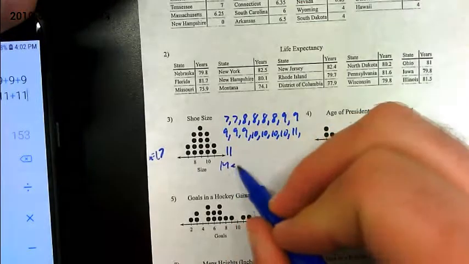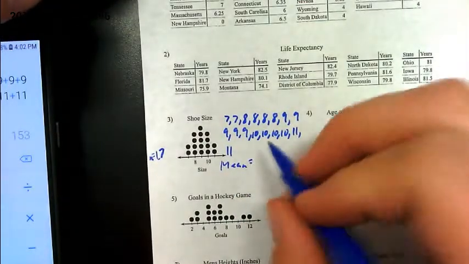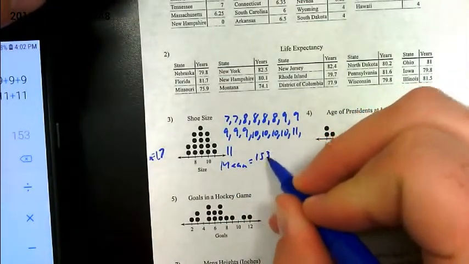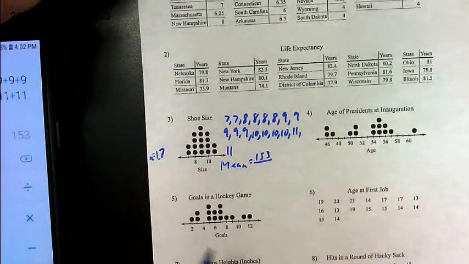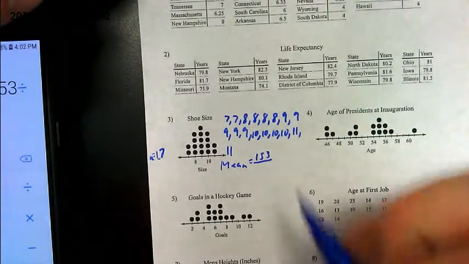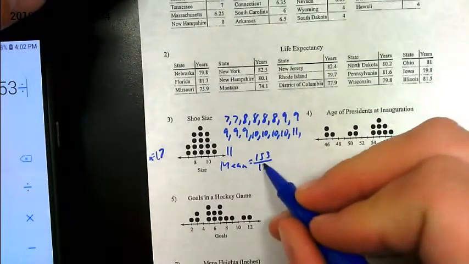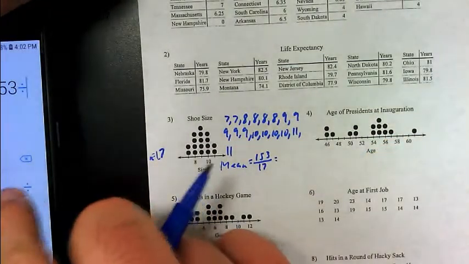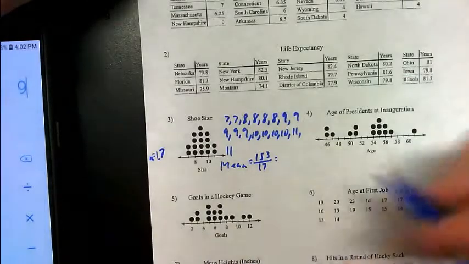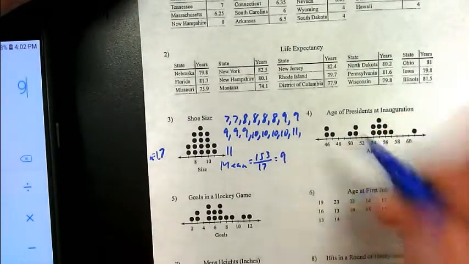So again, for mean, the sum that's going on top is 153. That's all those numbers added together. And then dividing that by the number of values there are, which we said there are 17. So divide by 17, and we get 9. 9 would be my mean.